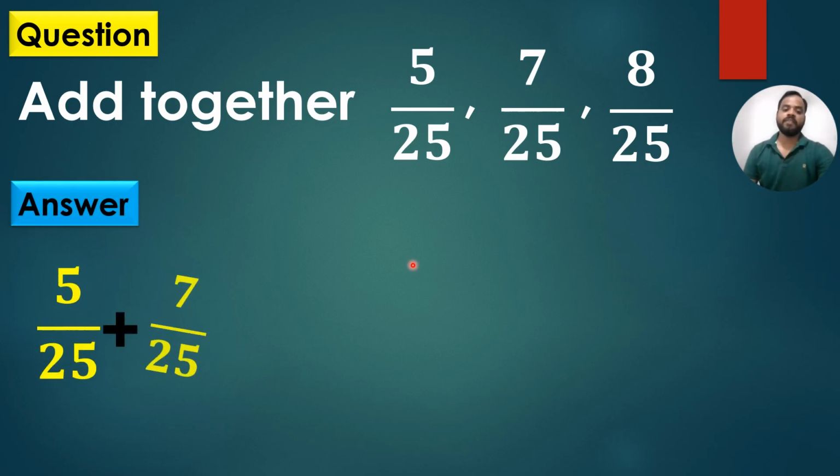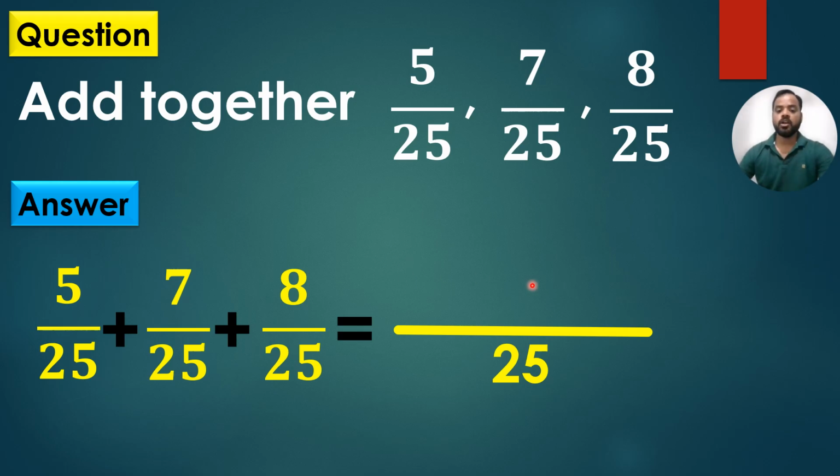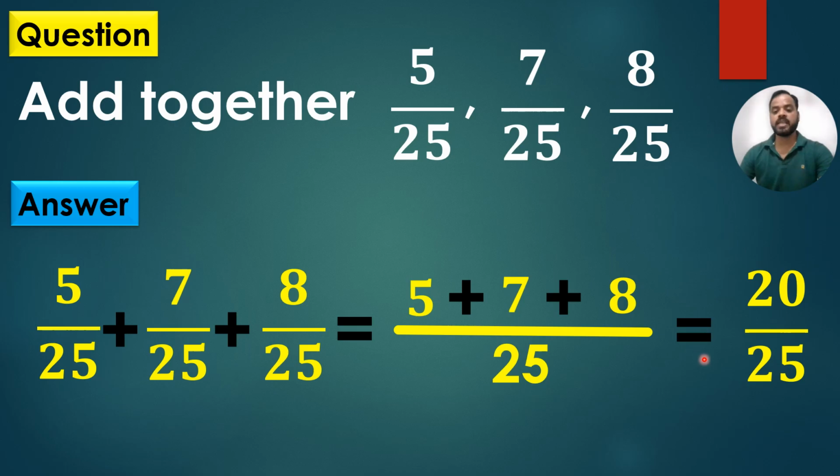So 5 by 25 plus 7 by 25 plus 8 by 25 is equal to, the denominator will be same, 25, and to get the numerator, what we do, we add the numerators. So 5 plus 7 plus 8. 5 plus 7 is 12, 12 plus 8 is 20. So the addition of all these fractions is 20 by 25.